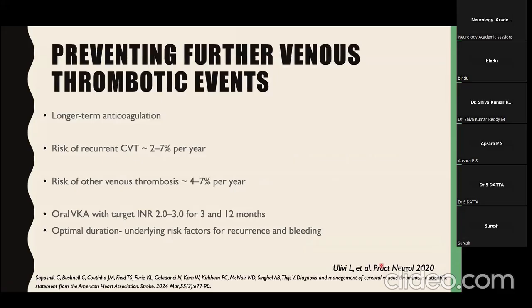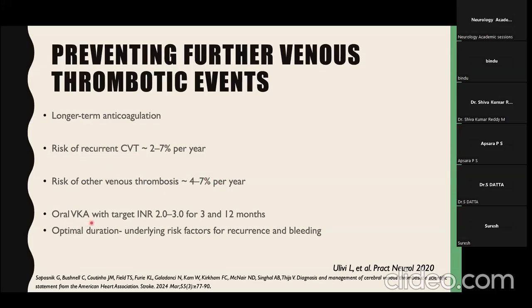Preventing further venous thrombotic events needs long-term anticoagulation. The risk of recurrent CVT is around 2 to 7% per year, and the risk of other venous thrombosis in patients with CVT is around 4 to 7% per year. To prevent this, they need long-term anticoagulation.